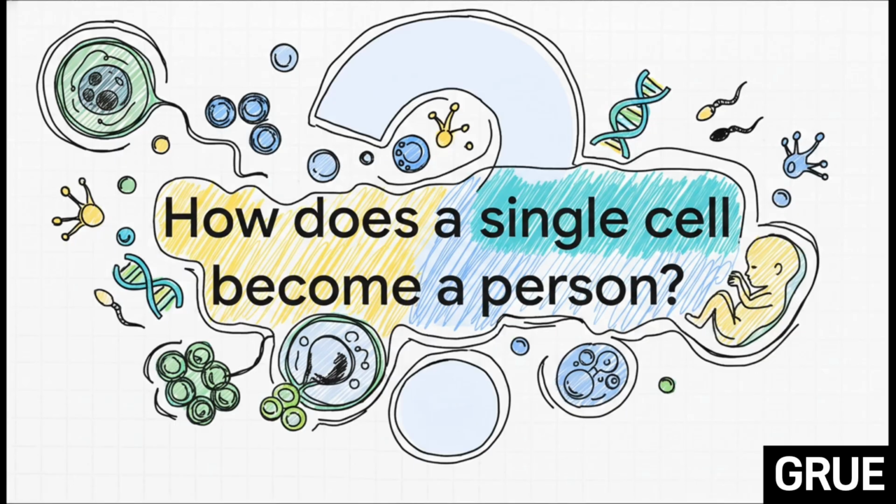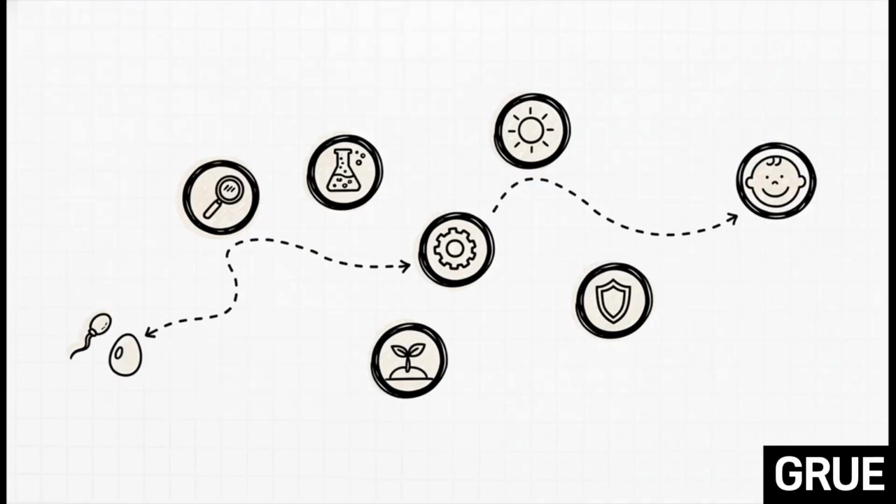So how on earth does that one little cell transform into a complex, thinking, feeling person? Well, that's the epic journey we're going to map out right now. And what's so cool about it is that this whole mind-bogglingly complicated process actually follows a really clear and precise roadmap. You can break it all down into 6 essential steps that have to happen in the absolute perfect order. So let's get into it.